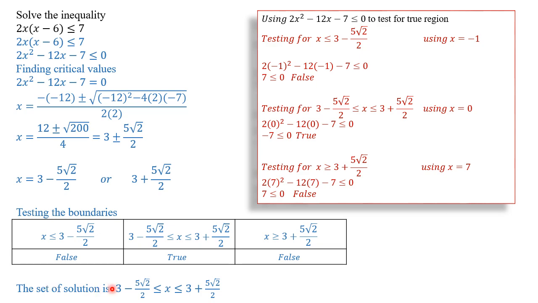So now we are writing our solution. The solution set is 3 minus 5 root 2 over 2 less than or equals to x less than or equals to 3 plus 5 root 2 over 2, because this is the true region.